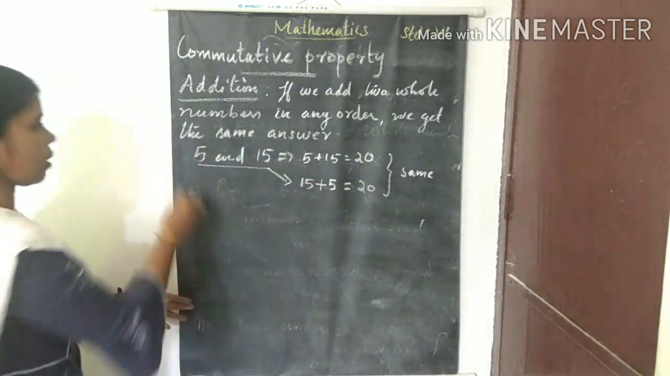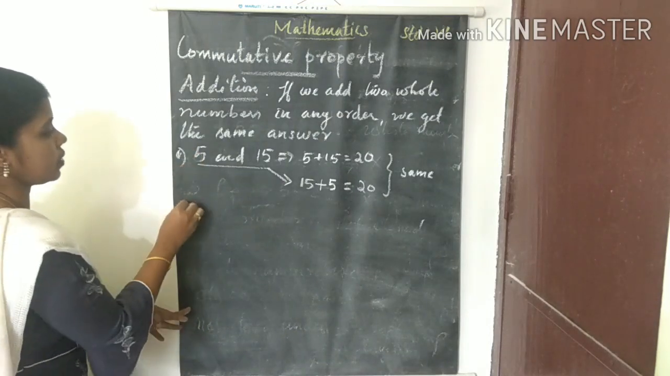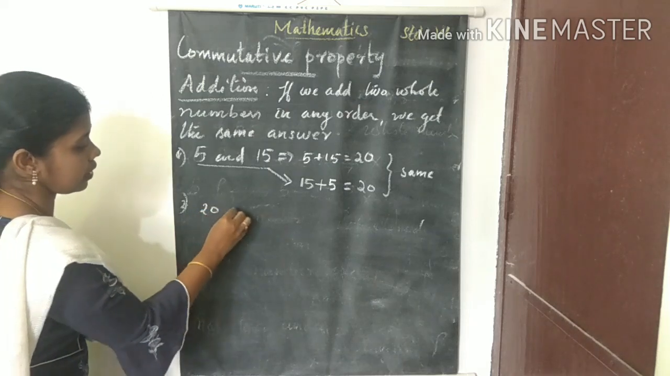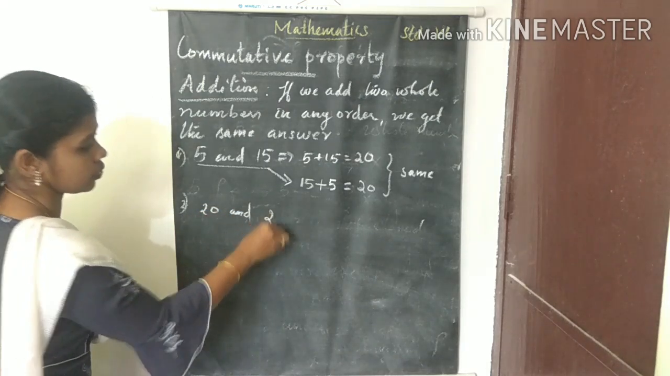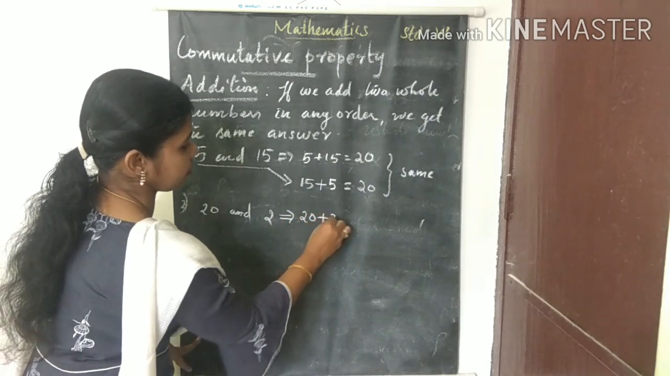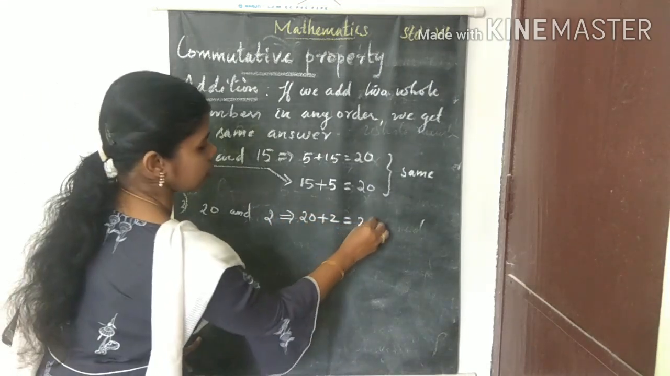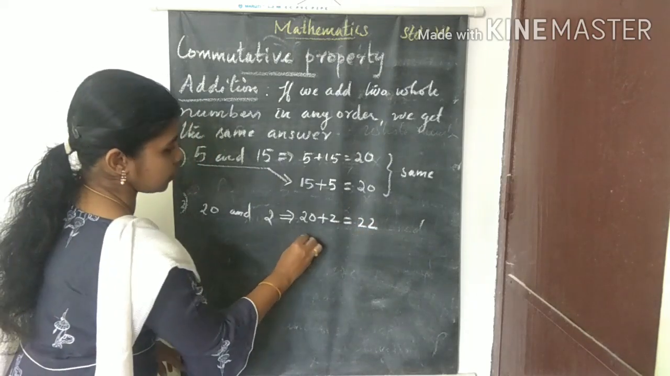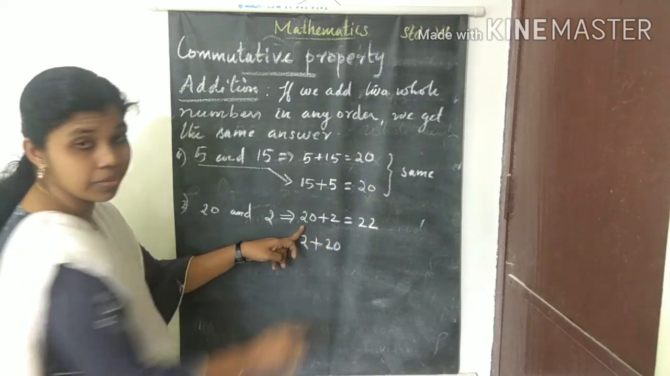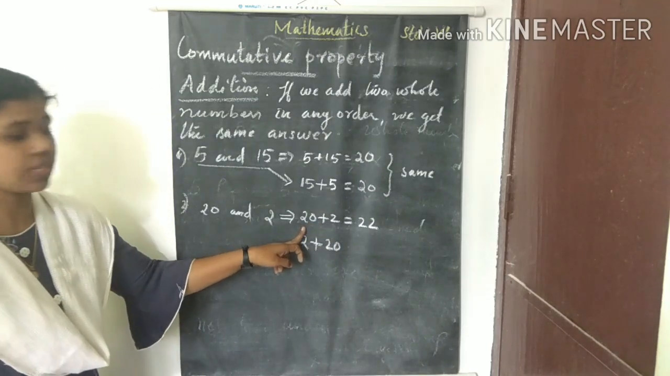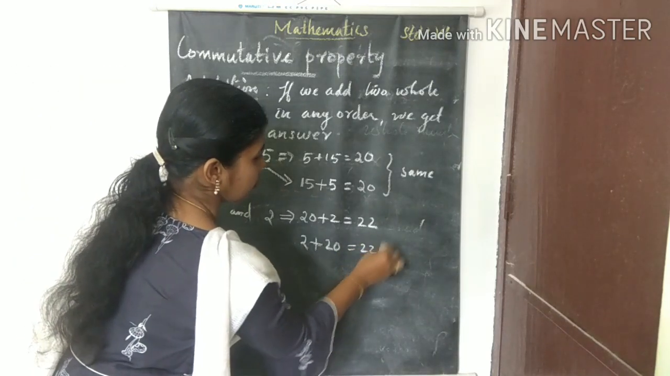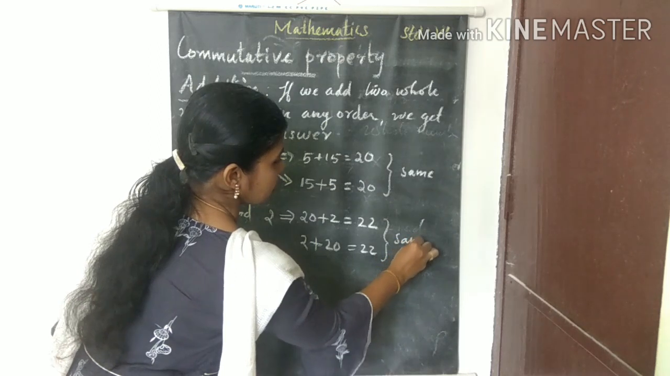I take another example, example 2. I take 20 and 2. What is the sum of 20 plus 2? Equal to 22. What is the sum of 22 plus 20? That means here we interchange the position of the numbers. What is the answer? 22. Here also the answer is the same.